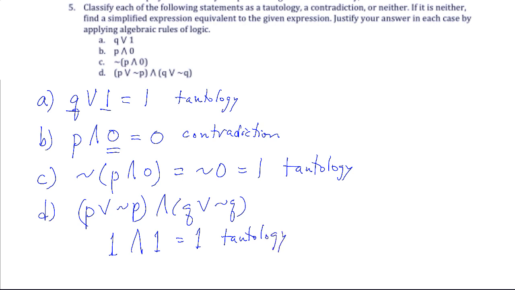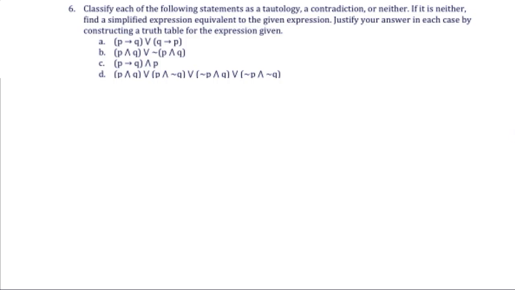Okay? So none of them were neither in this one. Now let's go to problem 6. I think I might have one or two that is neither here. Classify each as a tautology, contradiction. Justify your answer in each case by constructing a truth table. Okay, so this one we're going to construct truth tables.